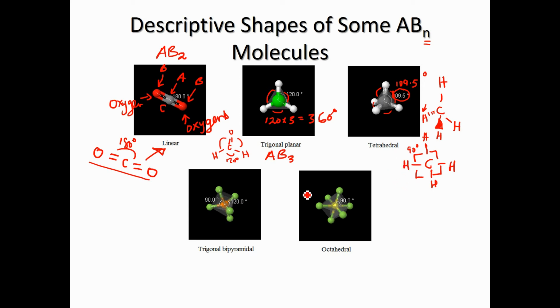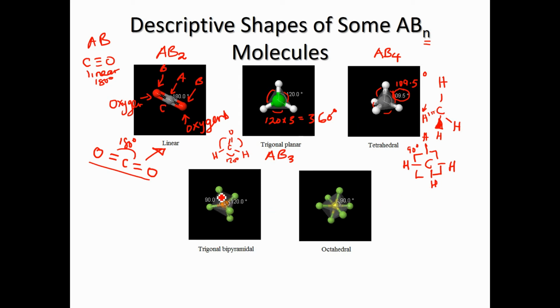Of course, now if you are to find the formula for this, it would be AB4. We started with AB2, AB3, AB4. There's another one for AB, which will be an example of what you have in carbon monoxide. It is still going to be linear. Of course, the bond angle is still going to be 180 degrees, just like in AB2.